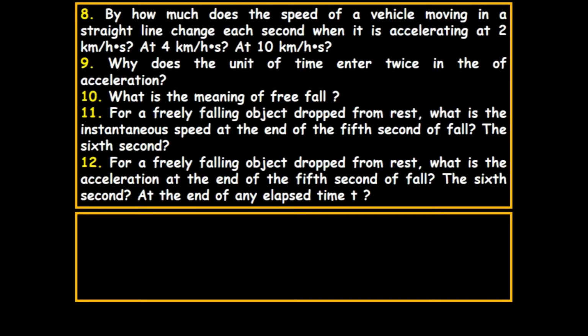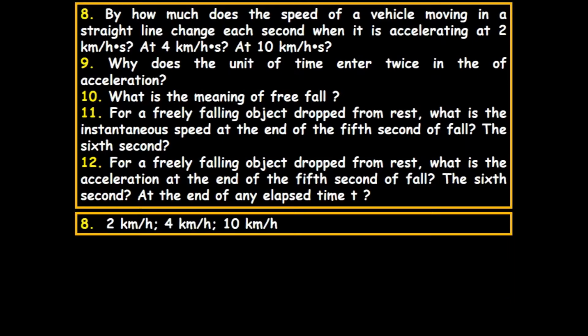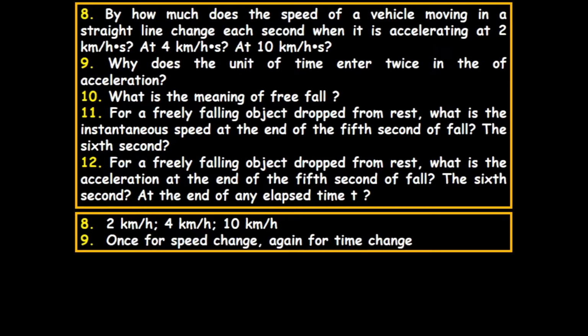By how much does the speed of a vehicle moving in a straight line change each second when it is accelerating 2, 4, and 10 kilometers per hour per second? 2 kilometers per hour, 4 kilometers per hour, and 10 kilometers per hour. Why does the unit of time enter twice in the acceleration? Once for the velocity change and once for the time change. Once for the speed change and again for the time change.